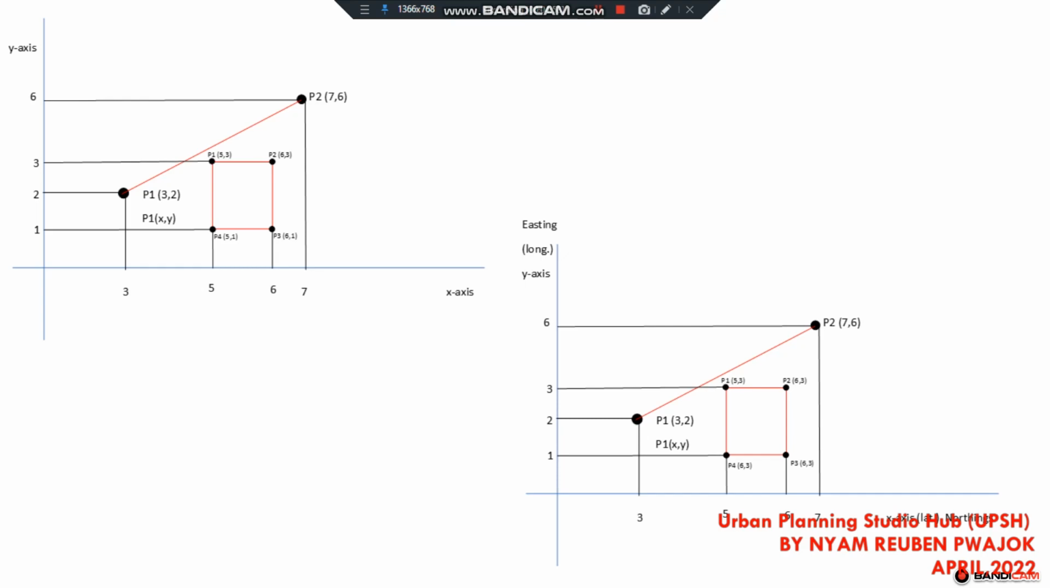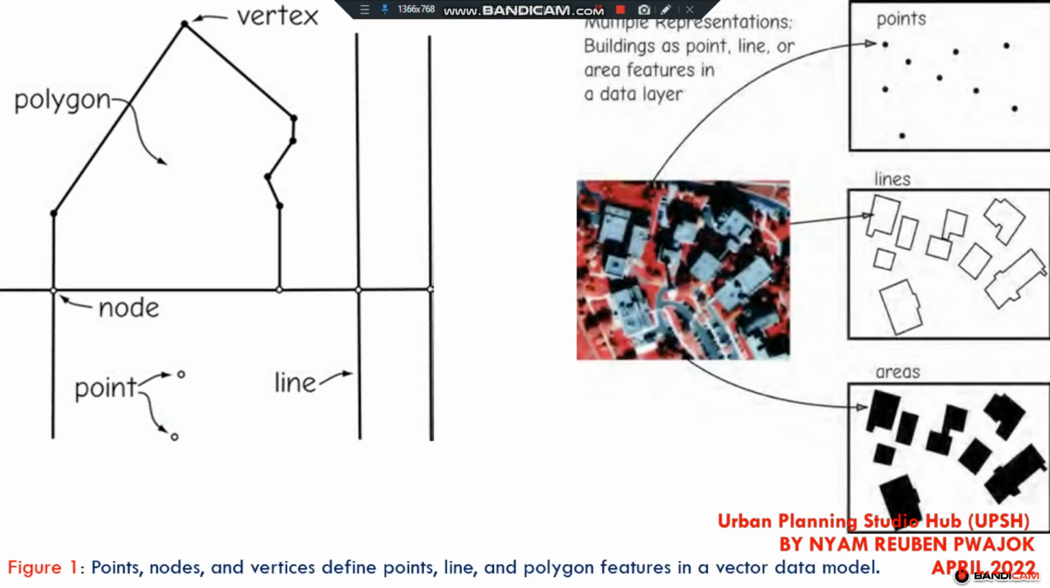When it's enclosed, you'll be able to define a vector data, a polygon data under vector. Okay, now let's continue. Let's look at these figures. Now you can see this from this. This is a polygon. This is a polygon.